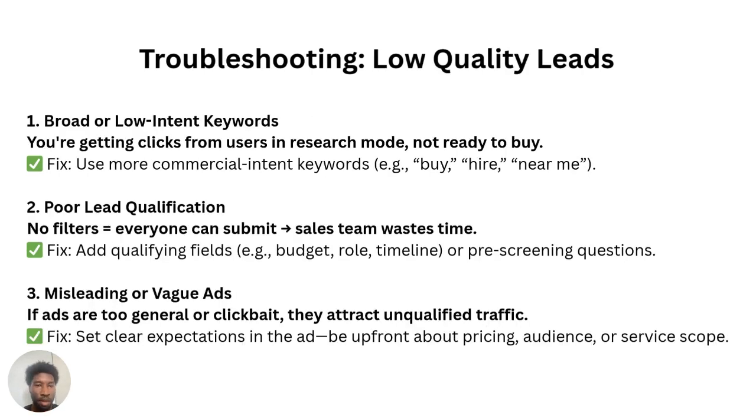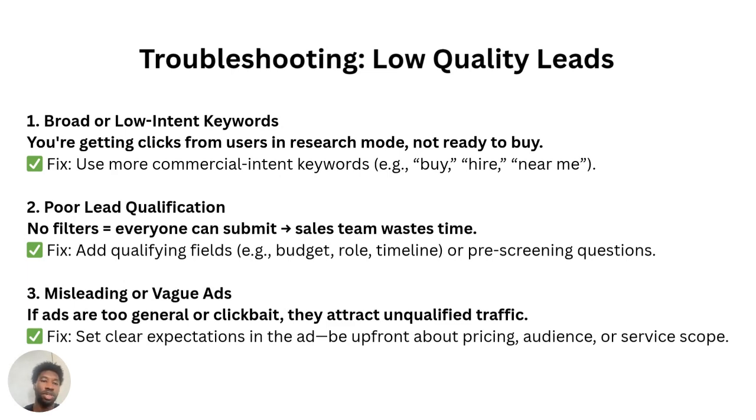The last thing that might happen is you're just getting low quality leads, and that could be due to the broad or low intent keywords that you're targeting. If you're getting clicks from users in research mode, they're just looking for information, they're not ready to buy and they're not ready to become a lead. So what you should do is use more commercial intent keywords, like buy, hire a lender, get qualified, get an application. I'm sorry, this just comes with living in New York. I hope you can hear me. But also best lenders near me, things of that nature, in order to make sure it's higher intent.